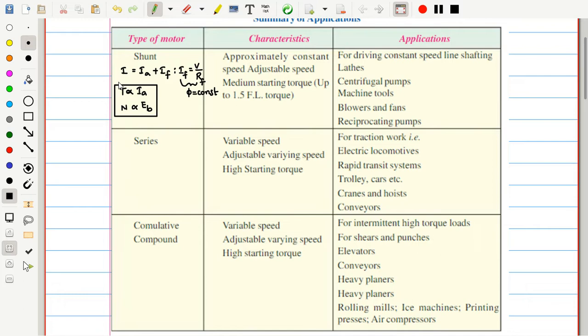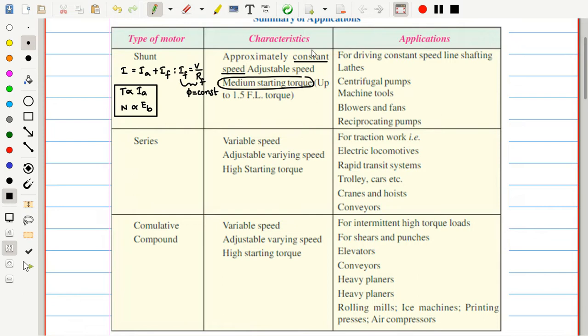Now based on these characteristics, we can conclude that the speed is approximately constant for a DC shunt machine, and adjustable. A medium starting torque can be obtained in these. How much the starting torque will be depends on the armature current. Initially the armature current is usually low, that means torque is low, but still it can produce a medium starting torque.